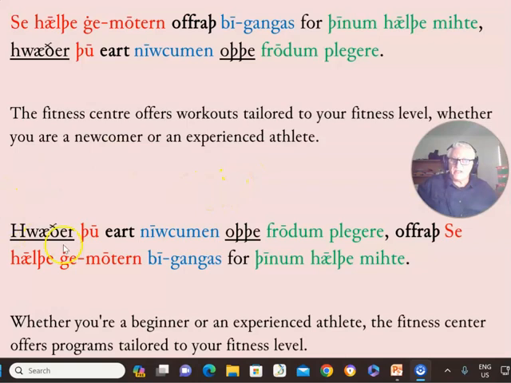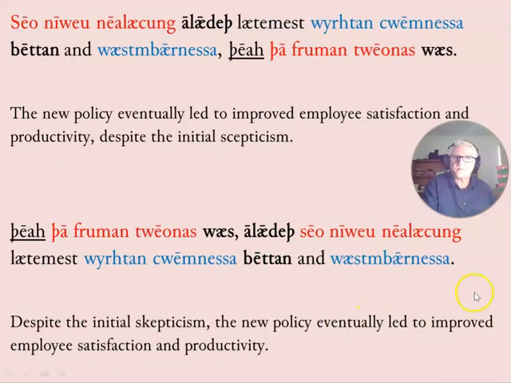And that's all. By placing it out front, you're just emphasizing that. That's all you're doing. But when you do that, you have to swap the nominative subject here with the conjugated verb. So the conjugated verb goes first, then the subject in the nominative. Okay, so whether you're a beginner or an experienced athlete, you just want to emphasize that point. The fitness center offers programs tailored to your fitness level. All right, let's move on a bit.